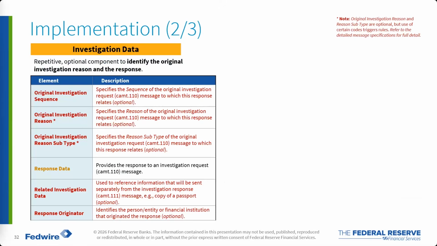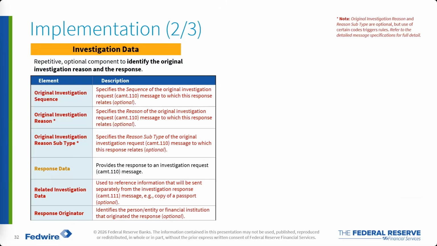The related investigation data is a component that may be used to identify separately sent response information. For example, if there's an investigation on one of the customers involved, you may have to send a copy of a passport, for example, and you could reference that in your response, what and where that has been sent.